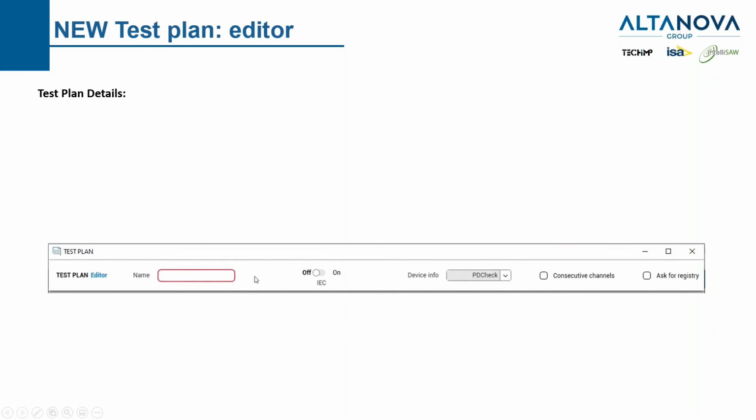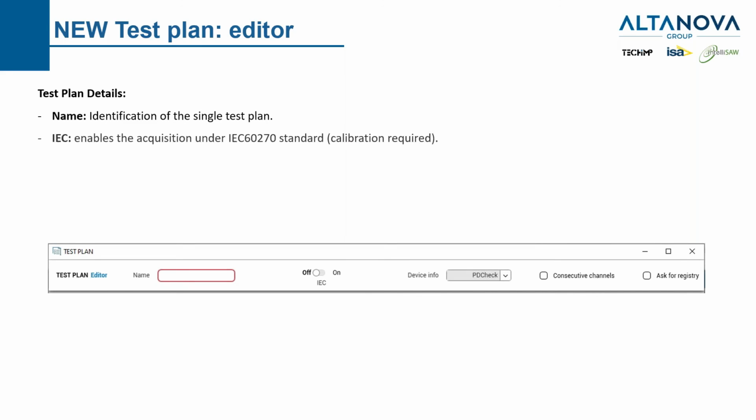Let's look at what the test plan details are. The operator should set a name. For example, we can create a test plan for the transformer A family. We can put it as a name, transformer A. We have to select if we need an IEC 60270 acquisition or not. We have to select which acquisition unit we are using in the Techimp family, obviously.